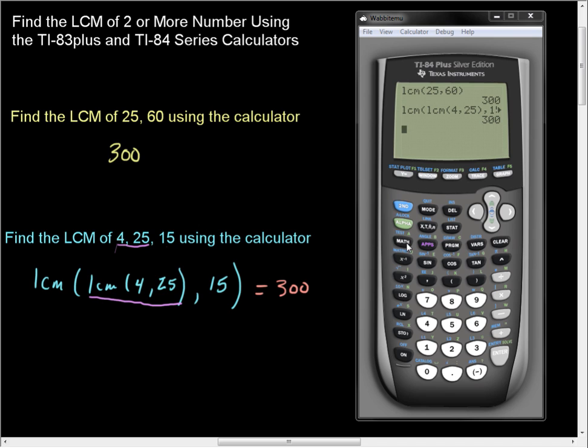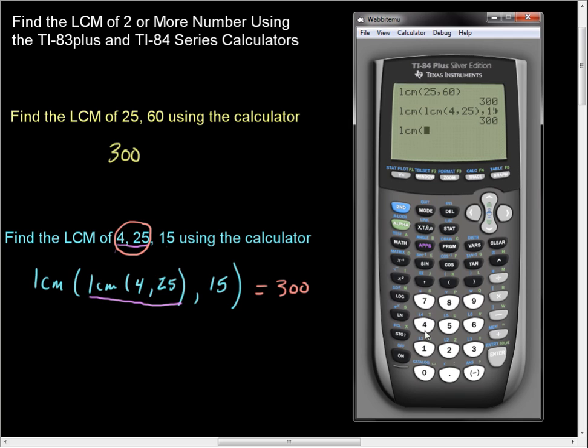All right, this other technique is going to give you the same answer, and you're going to do it roughly the same way, but you're going to do it recursively. You're going to do it and do it and do it. You're not going to embed it. You're just going to continue to do it. So we take the first pair of numbers. I'm going to choose 4 and 25 again, and I'm going to take the least common multiple. So I hit math, scroll over to num. Number 8 is least common multiple of 4, comma 25. Enter. I get an answer.